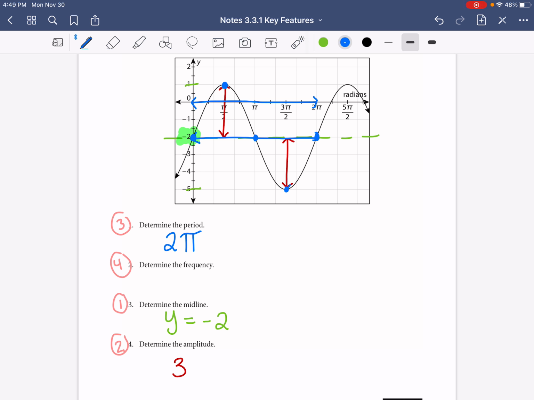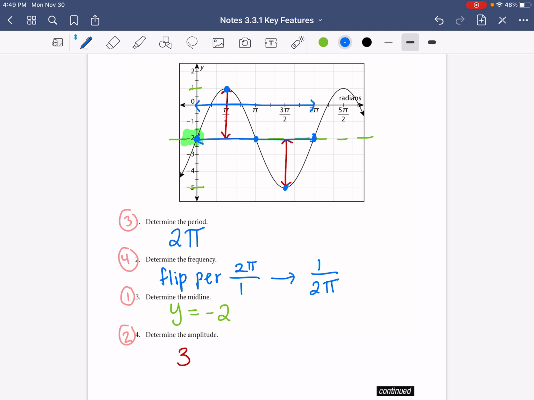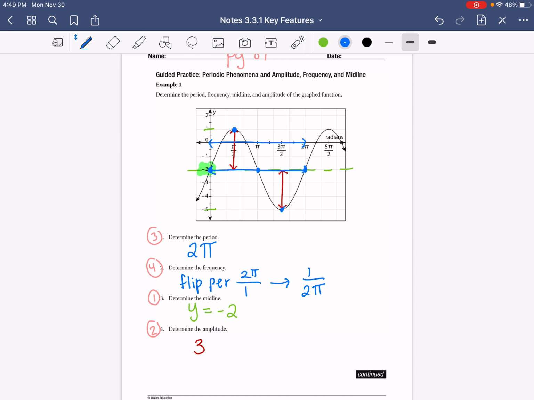To get the frequency, you just flip the period. So if you flip 2 pi over, there's nothing there, so it's a 1. When you flip it, it becomes 1 over 2 pi. That means you have one curve every 2 pi distance. There's a distance of 2 pi, and you only fit in one curve. Sometimes it's actually easier to find the frequency first and then the period. I'll show you an example of that. I didn't go in order of what they gave me. They said period, frequency, midline, amplitude. I did midline first, then amplitude, then period, then frequency.